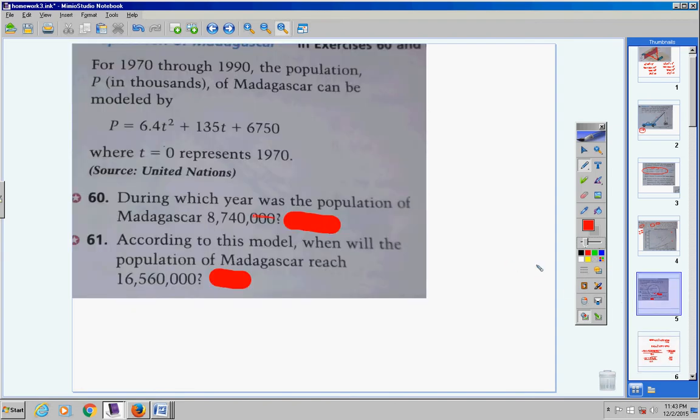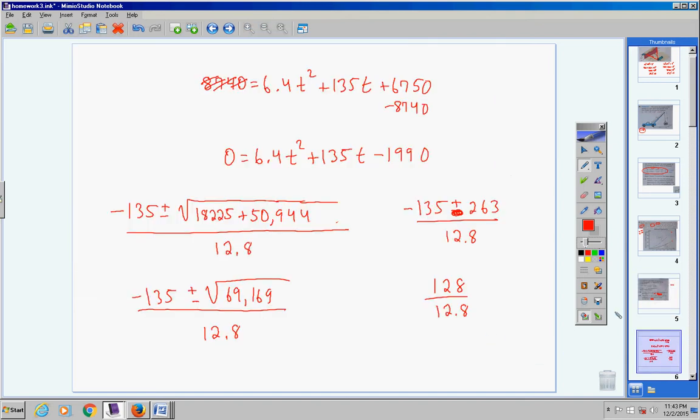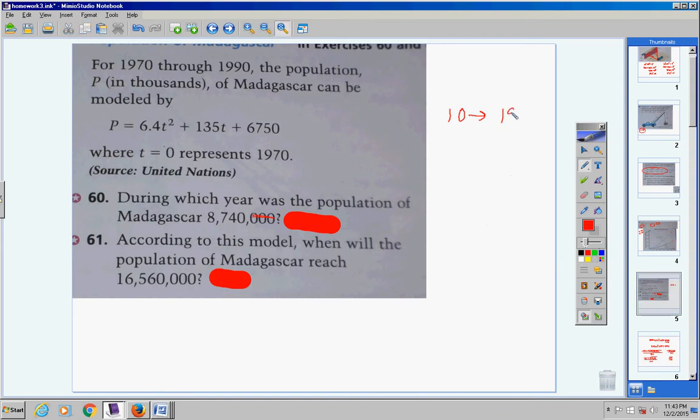So back to the problem. 0 corresponds with 1970. So 10, which is the answer I got over here, would correspond with 1980. Alright, so there we go. Now, according to this model, when will the population reach this amount? So again, students, I'm trying to save you time as much as myself time. I'm not going to work this out. I mean, really, there's no need to. It's the exact same problem all over again.